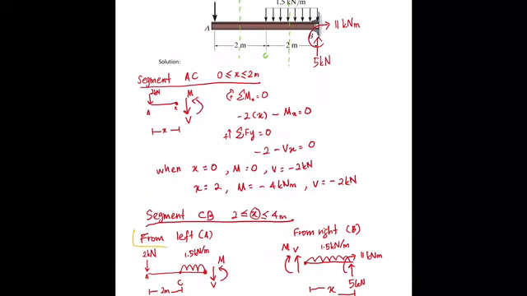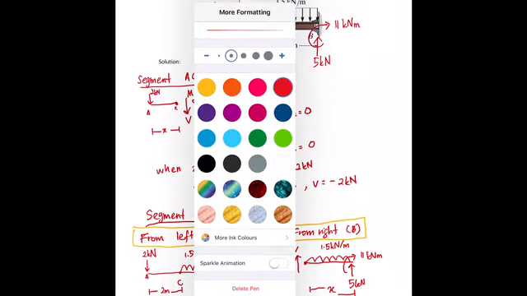is from left. So you have this free body diagram, and this is from right. You have this free body diagram. It's up to you. Either one. Okay, you solve this one, then you will get the equation of this segment.